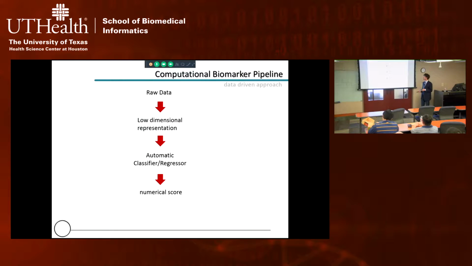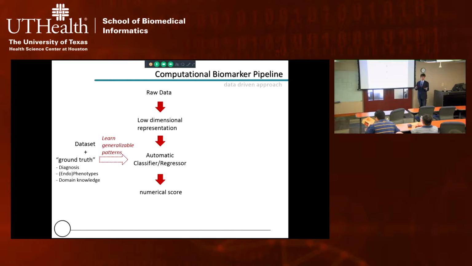There are two very important aspects. First, the training. These classifiers need to learn generalizable patterns. This requires a data set plus a ground truth. The ground truth is between inverted commas because oftentimes it's not really ground truth, but it's our target, something that we want to learn to generalize and get in our numerical score. This can be a diagnosis, an endophenotype, or domain knowledge in general.